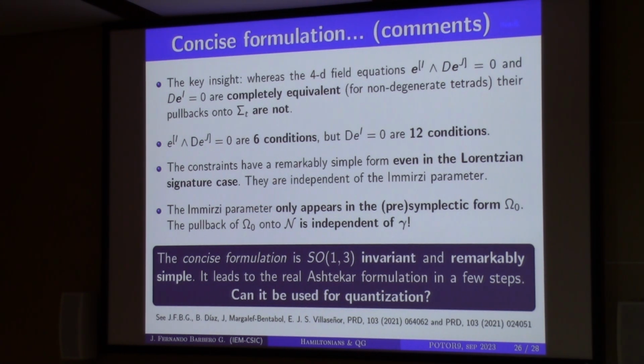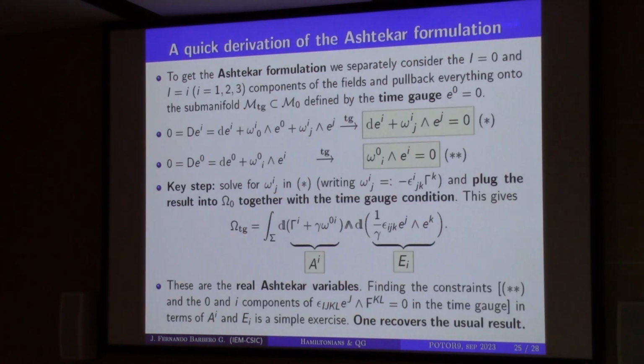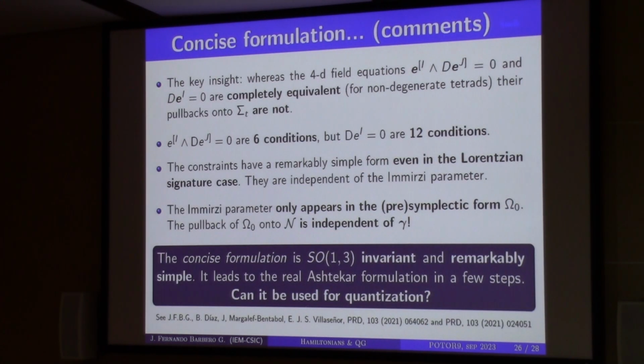The Immirzi parameter only appears here. Okay? But when you pull back this symplectic form to the final constraint manifold, where the dynamics happens, the Immirzi parameter disappears. Okay? So that somehow suggests that if you manage to quantize in this space, then the Immirzi parameter may appear in the quantization, but if you could really work in the final constraint manifold, the Immirzi parameter should not appear. So there is something that I don't understand regarding that.